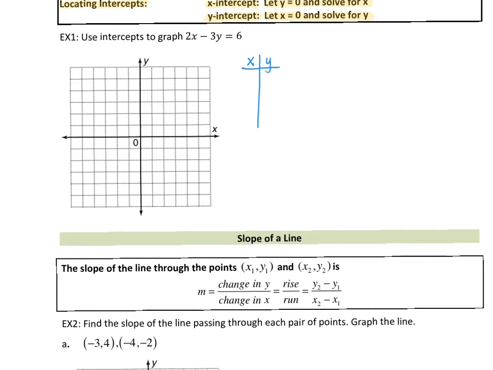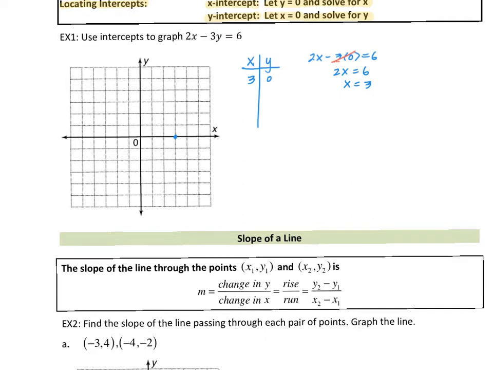So to find my x-intercept, I put in 0 for y. In my equation, that means it's going to be 2x minus 3 times 0 equal to 6. And the 3 times 0 is just 0, so I'm just going to cross that out. And this becomes 2x is equal to 6. So dividing both sides by 2, you have x is equal to 3. So the point is going to be 3, 0. So x is 3 and y is 0.